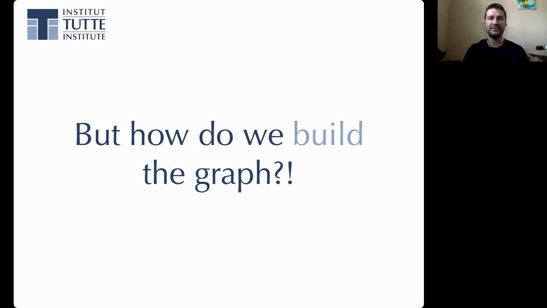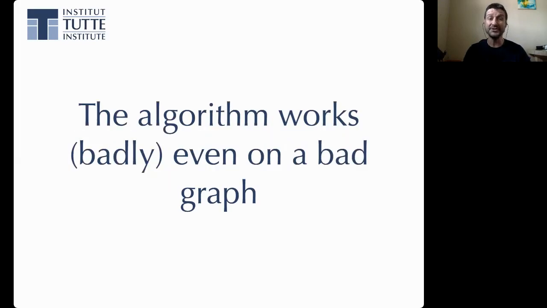But to build the nearest neighbor graph, we need to find the nearest neighbors of all the training data points. So how do we do that nearest neighbor search? It turns out we can actually sort of use the algorithm we just described. We can run the search on any graph. It doesn't have to be a nearest neighbor graph.